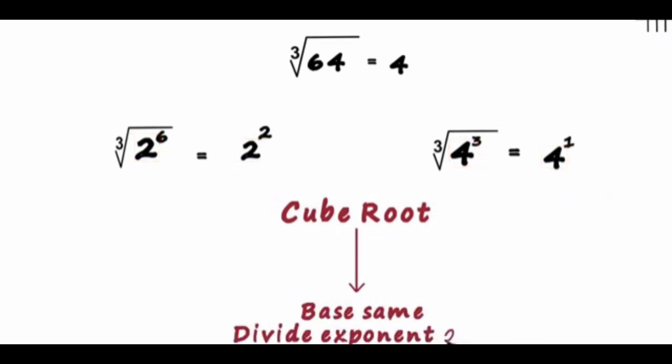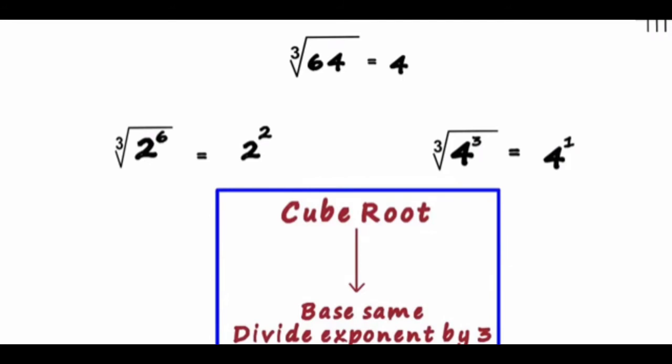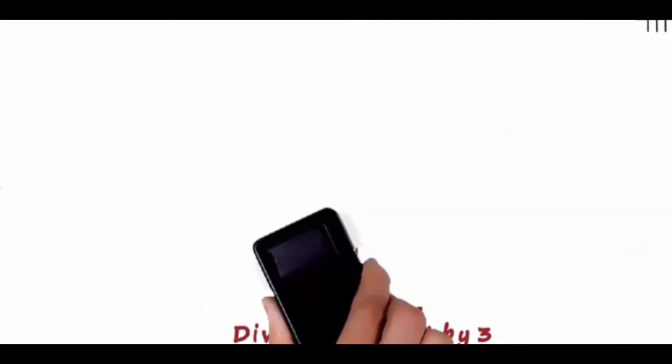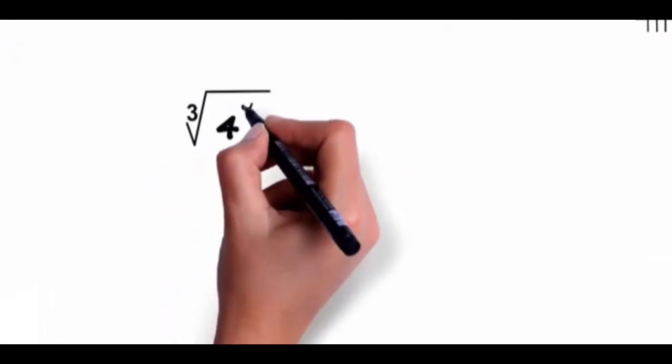In a cube root, the base stays the same and we divide the exponent by 3. Always remember this. Here 6 divided by 3 becomes 2, and 3 divided by 3 becomes 1. In a cube root, it is very important to note that the base stays the same and we divide the exponent by 3.